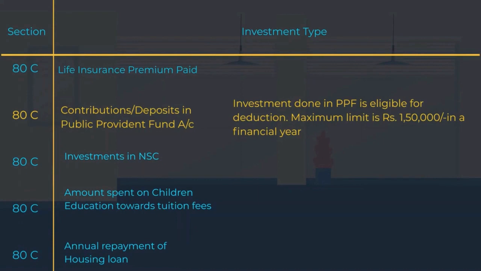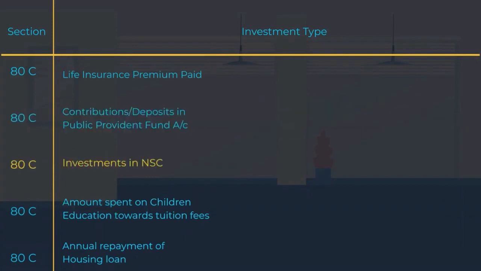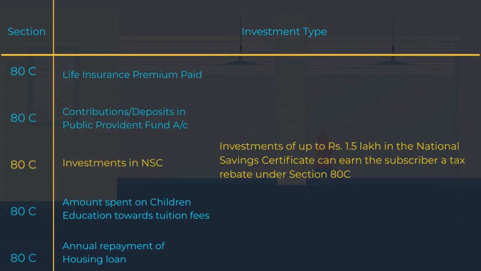Investment done in PPF is eligible for deduction. Maximum limit is 1.5 lakh rupees in a financial year. Investments of up to 1.5 lakh rupees in the National Savings Certificate can earn the subscriber a tax rebate under Section 80C.